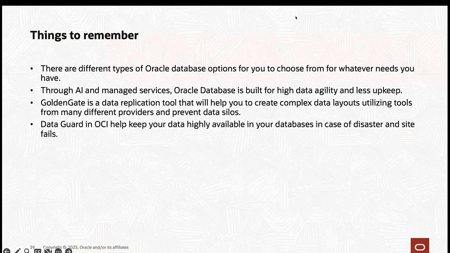Going from the second half, GoldenGate and DataGuard. These are two very powerful tools that can help you create, in the case of GoldenGate, complex data layouts that will allow you to utilize tools from many different providers and help prevent data silos. With DataGuard, this is going to help you keep your data highly available and very agile in case of a disaster or some sort of site failure.